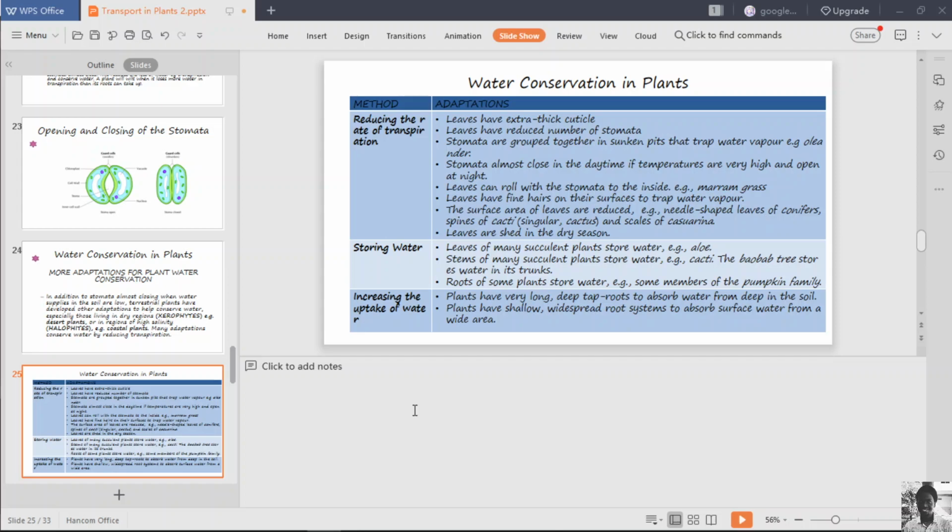Okay. As opposed to that, the plant may also have a shallow root system, but not just shallow but widespread. Okay, so it can absorb water from a wide cross section of area, okay, of topsoil.